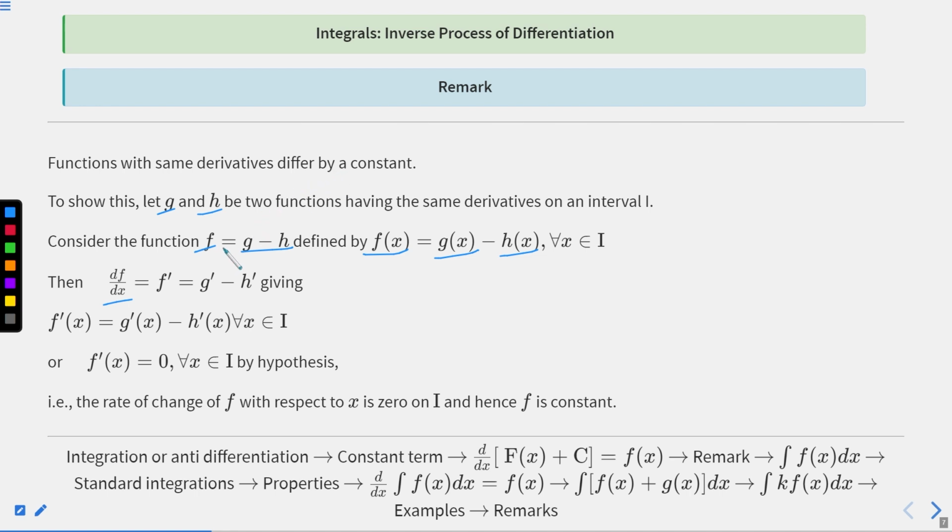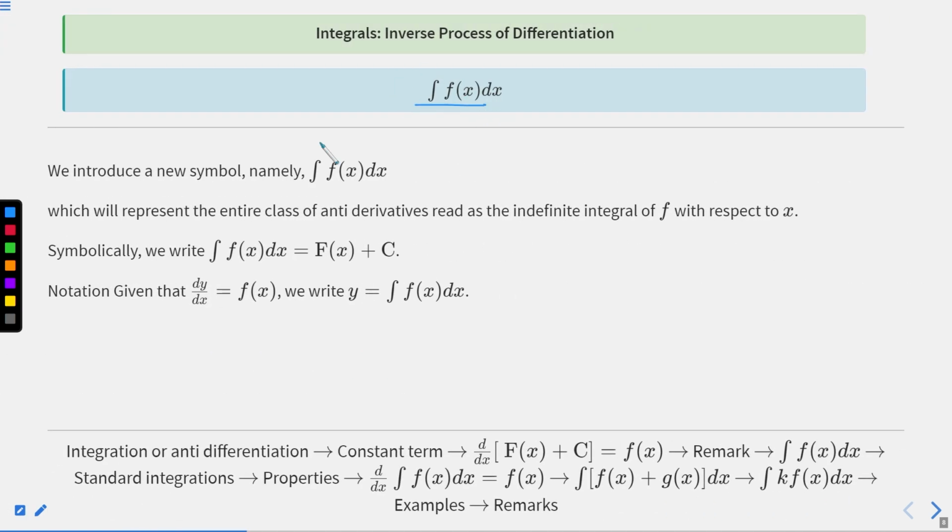Clear? Now this means that the rate of change of f with respect to x is 0 on I, and hence f is constant. I hope it is clear to you. Let us move next.